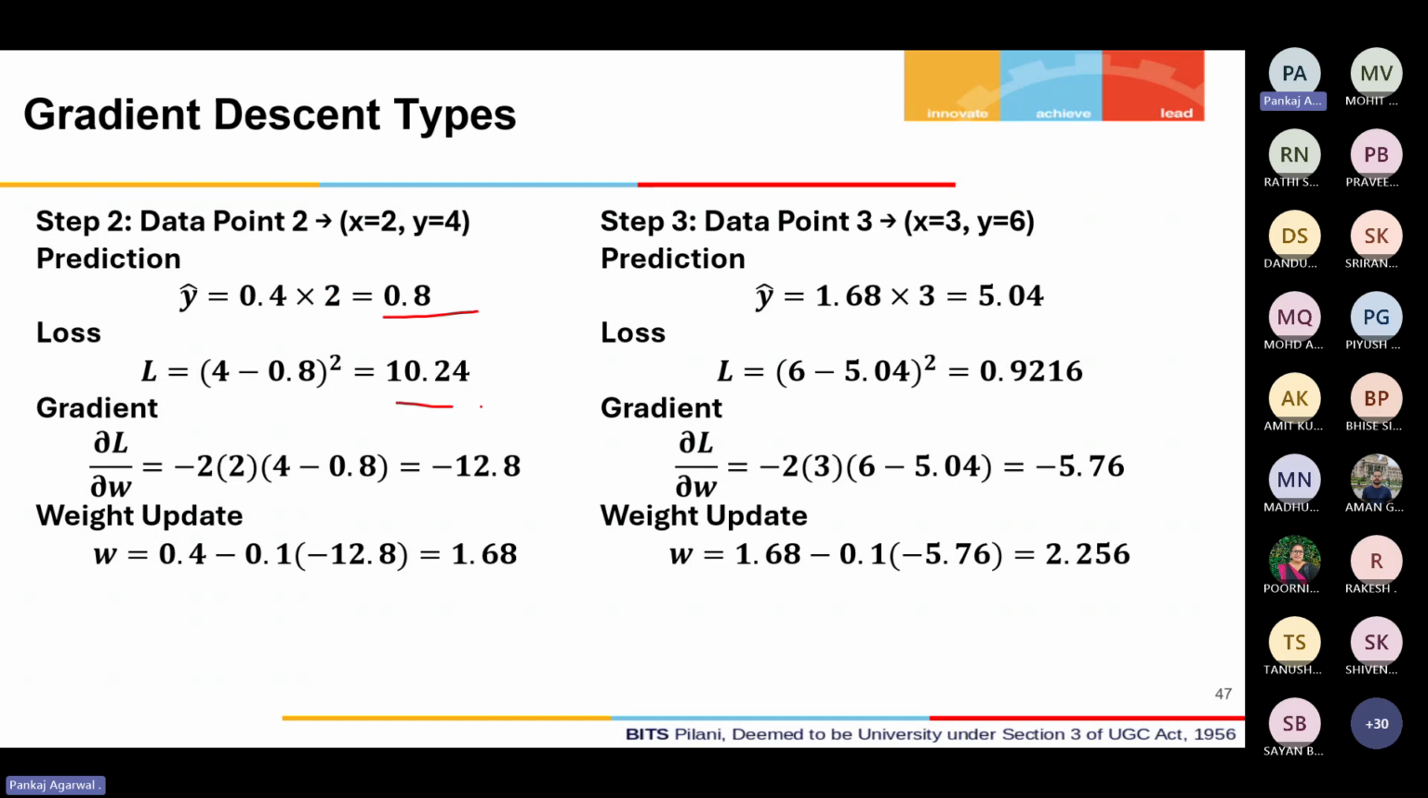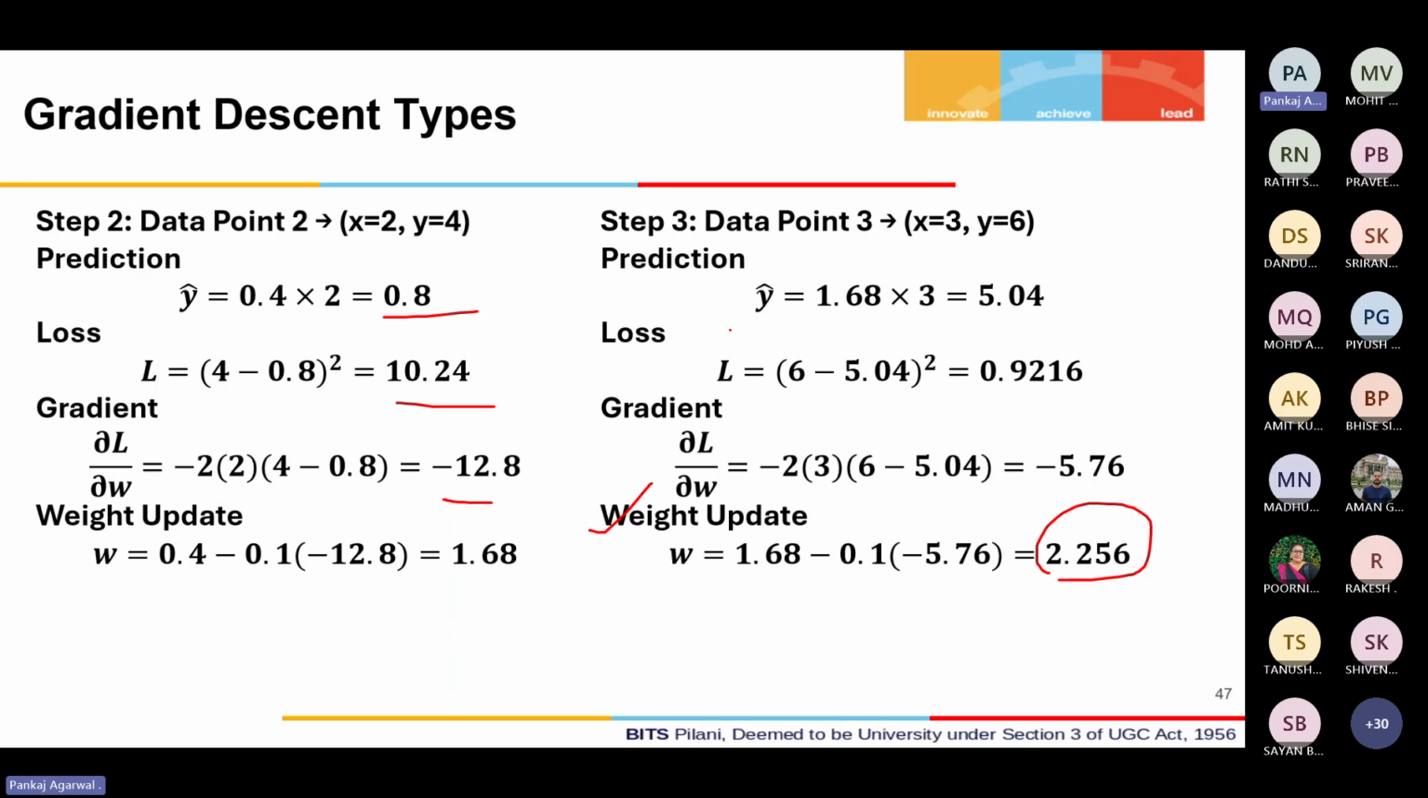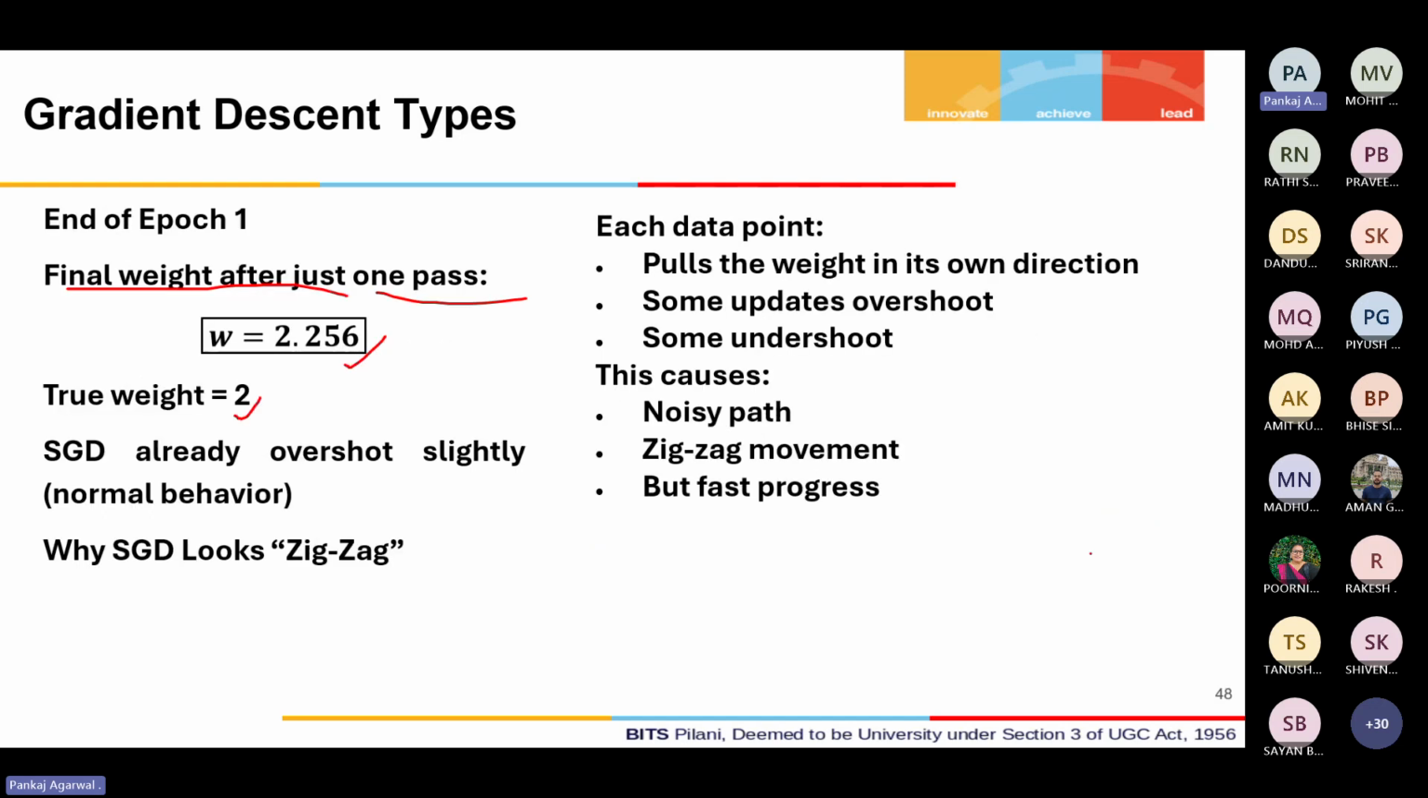Again, for data point two, what I did is I calculated everything. I did this and this. I updated the weights. So for data point two, I got this. Similarly, suppose at the end of epoch one, the final weights just after one pass, for example, is this. So true weights are suppose 2. So what has happened over here is I've done step 2, step 3 also. So I've reached and there were 3 data points. So I've completed one epoch. So after first epoch, I reached towards 2.2. So true weight was 2.